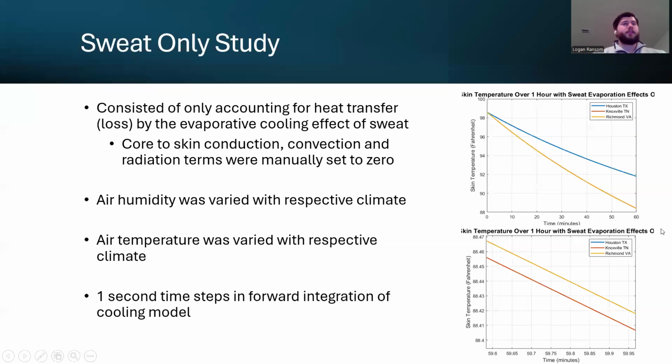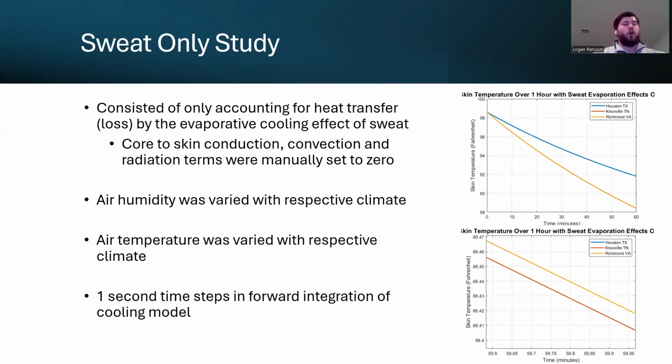And the final study conducted was the sweat only study. And the sweat only study consisted of once again simulating the mathematical model with forward integration in 1 second time steps. The difference in this study from the baseline or the humidity or the temperature study was that the aim was to isolate heat transfer by evaporation only to see its effects on the cooling process.